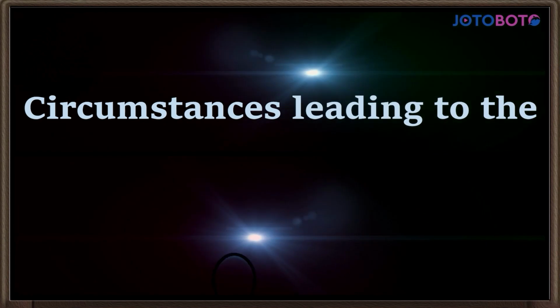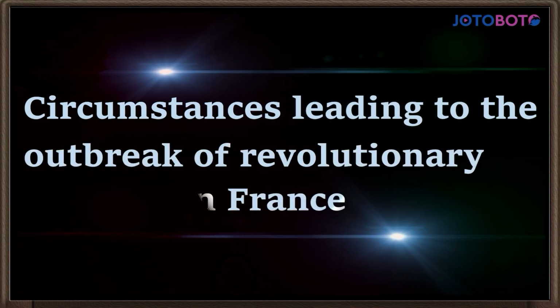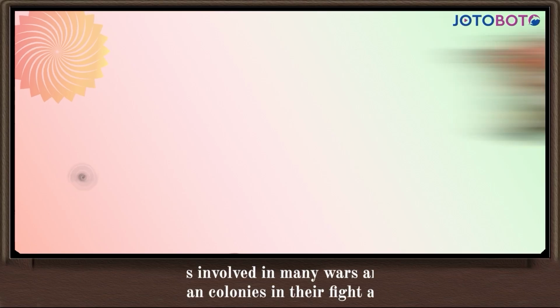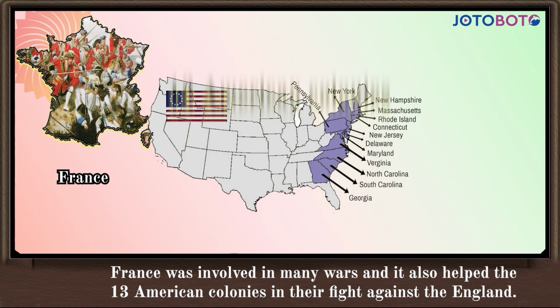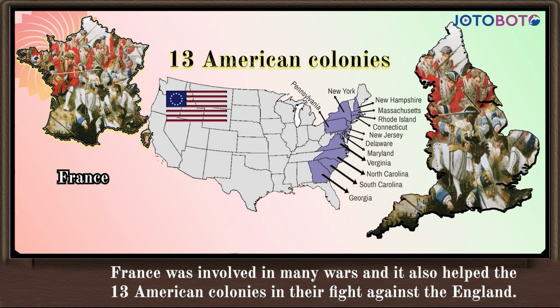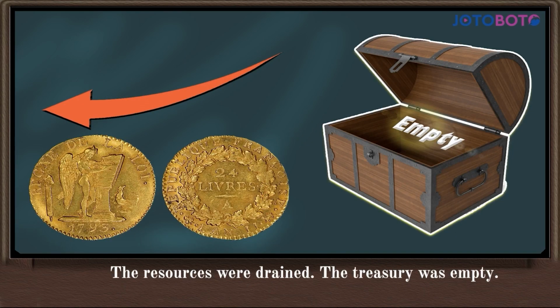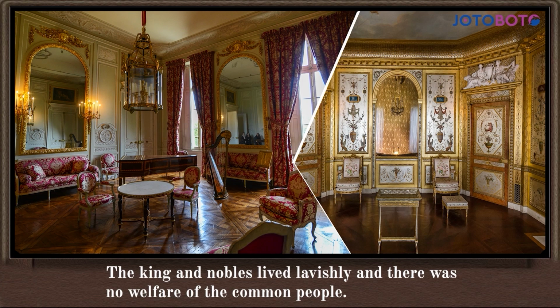Circumstances that led to the outbreak of revolutionary protests in France. France was involved in many wars and it had helped the 13 American colonies in their fight against England. So the resources of France were drained. The treasury was empty. The king and the nobles lived lavishly, and there was no welfare of the common people.